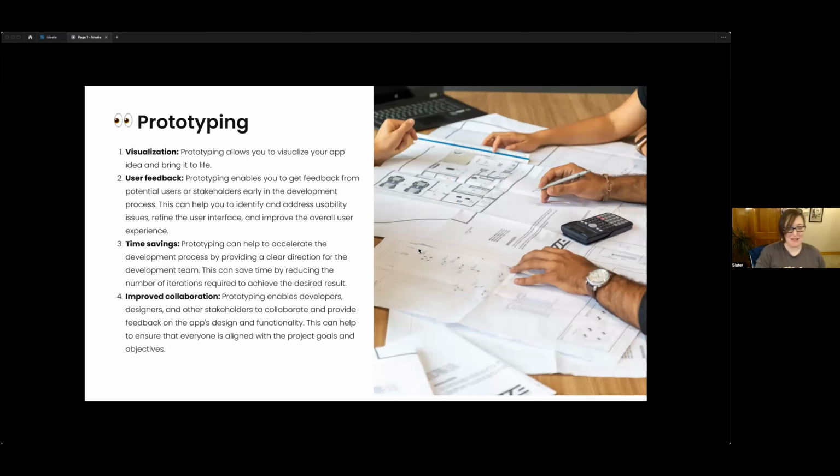Okay, so prototyping also. Visualization we talked about. Prototyping allows you to visualize your app at any level. You can see in the image here, they're actually drawing a house, which I didn't realize when I found the photo, but that's okay. They're prototyping a house.